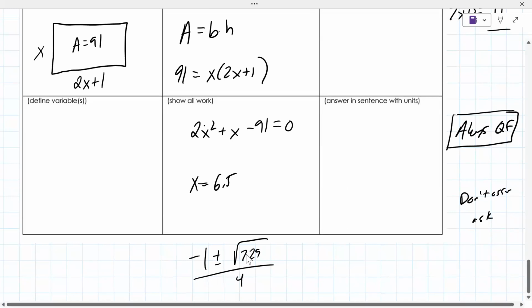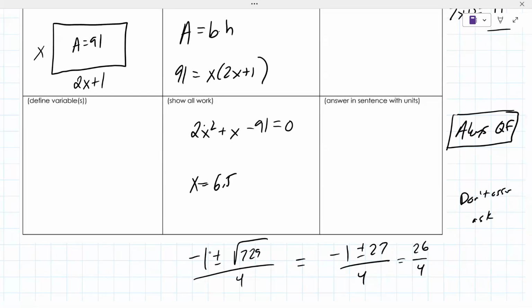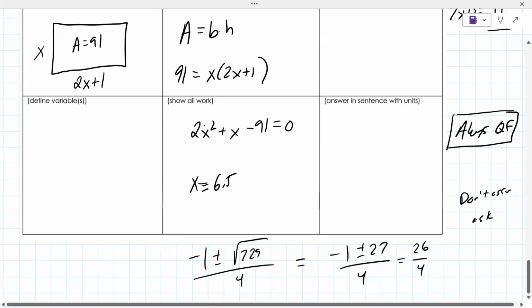Okay. So this is -1 plus or minus 27 over 4. That's what I got. Right. So 26 over 4, I heard 1.5. It should be 6.5. All right. So if you're okay with that, 6.5 is the answer.